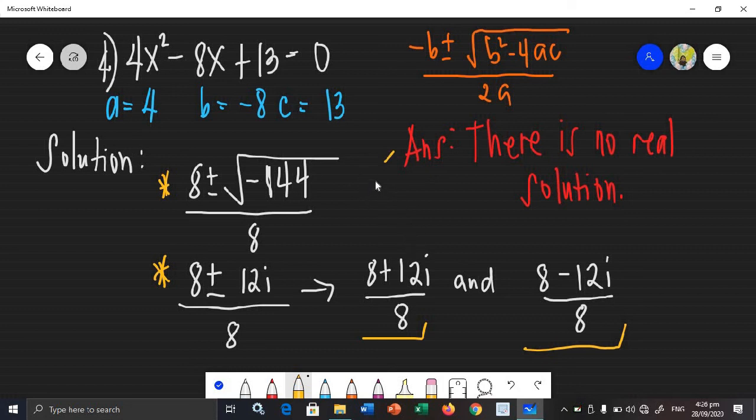Kapag nakita niyo na yung solution niyo ay square root ng negative numbers, just like this, automatically stop solving it and your answer will be, there is no real solution in the given quadratic equation. Kasi wala naman talaga. Okay? Imaginary na kasi yan. Pag pinagsunod-sunod nating isolve, magiging imaginary na. Wala nang ganyang numbers talaga. Kaya nga imaginary. Okay? So that's how you use quadratic formula in solving quadratic equations.